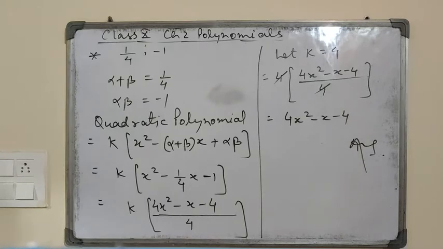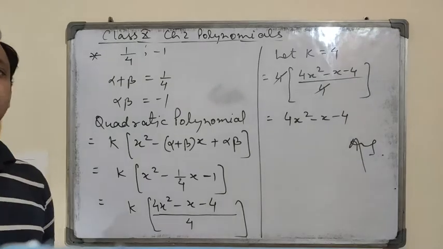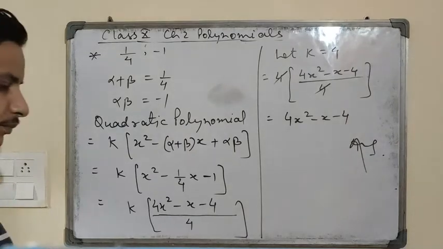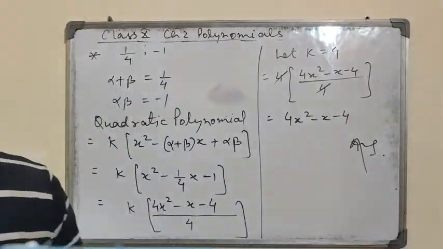This is the quadratic polynomial, and this is the method to find the quadratic polynomial. Now we move to next question.